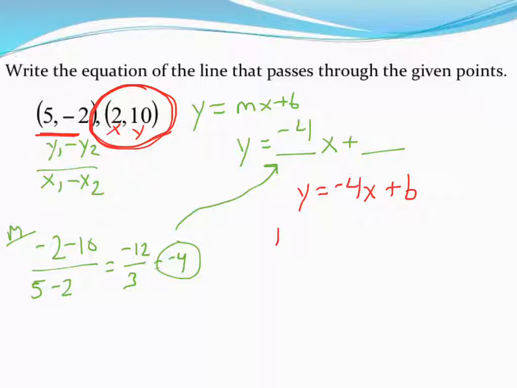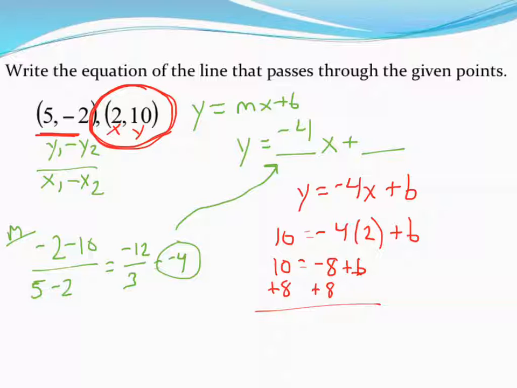So my y value is 10 equals negative 4, my x value is 2. And now at this point I only have that single variable to solve for. So let's go ahead and work this out. I've got 10 equals negative 8 plus b. I'm going to add 8 to both sides to solve for b. And I get an answer of 18. I'll circle that as well, but again, that's not my answer.